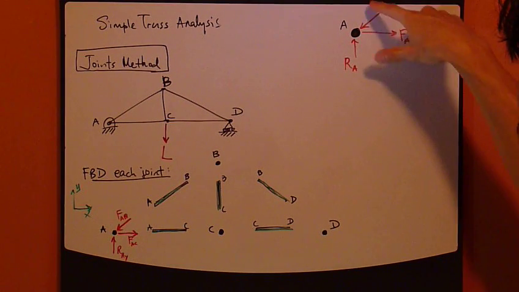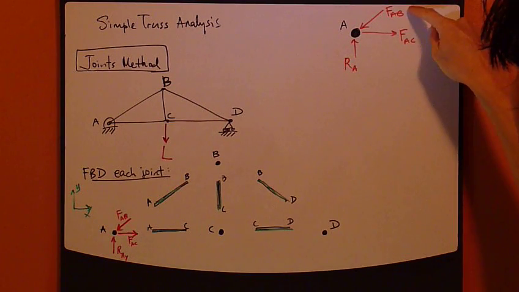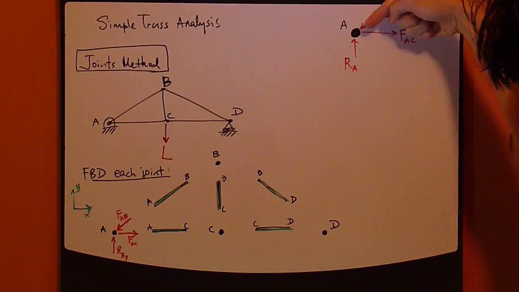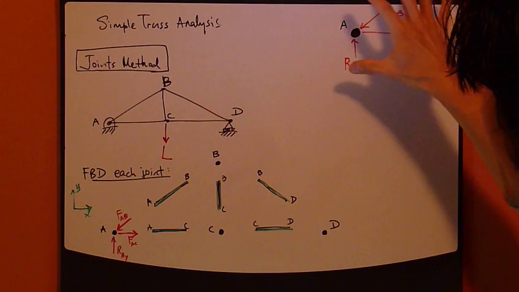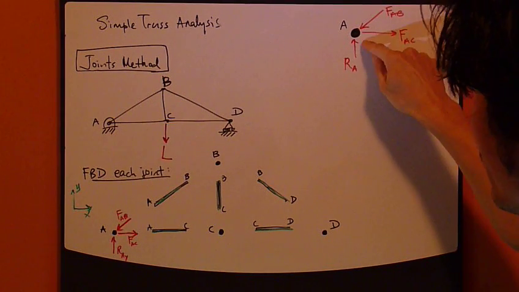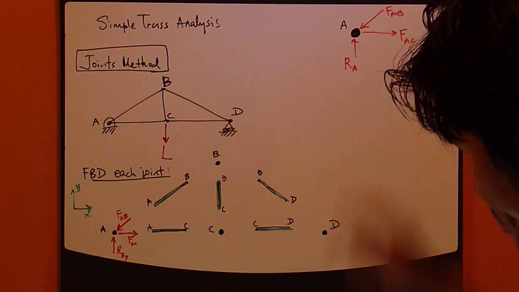You have these two forces coming from these two members, so FAB and FAC. And here I figure out that FAB points into the joint, FAC goes away from the joint. So these three forces together will make this joint A be in equilibrium in the end.